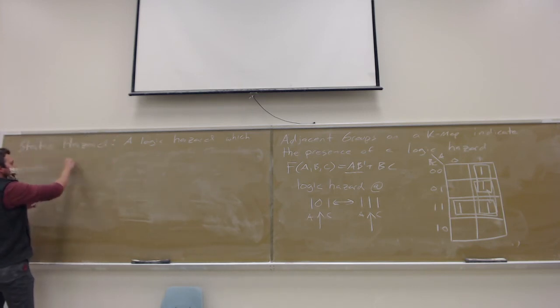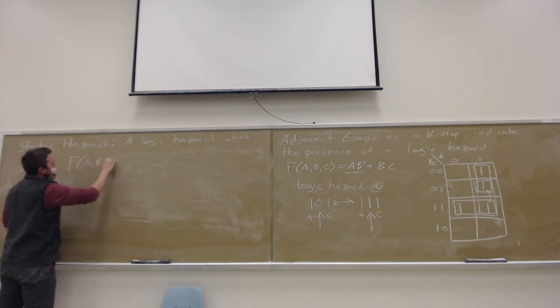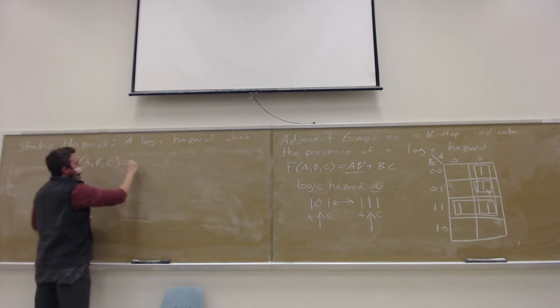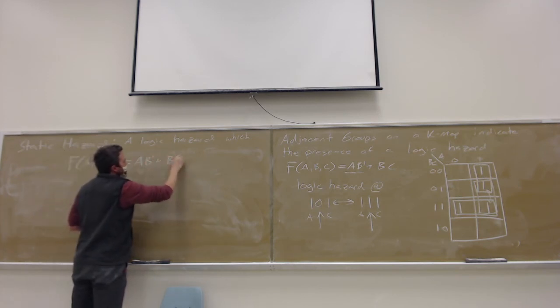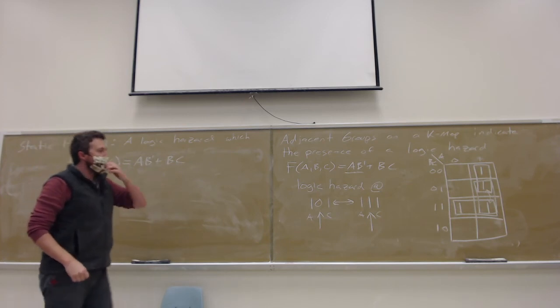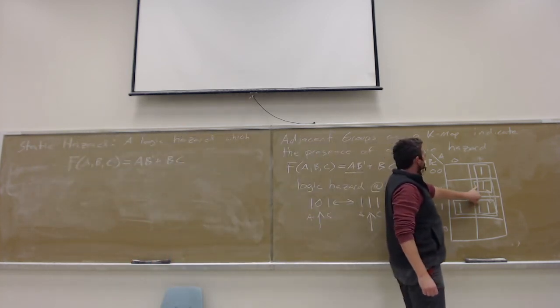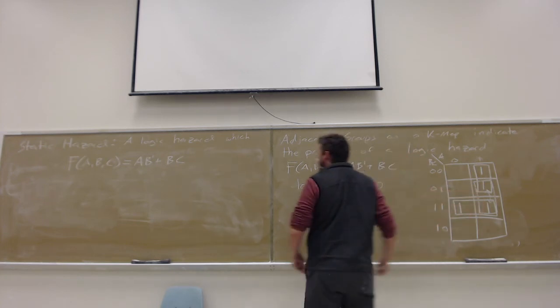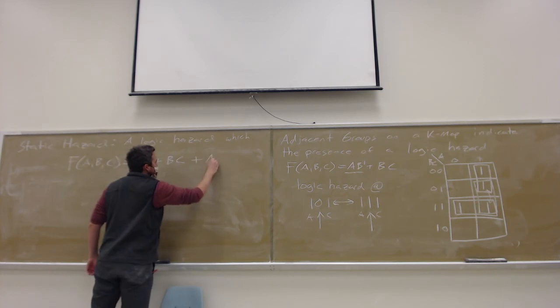But if we look here at just the function, F of A, B, C, originally it was A and B prime, or B and C. Now, if I go ahead and group these two terms, what's going to happen? What am I going to get? I'm going to get A and C, right? What's the deal with A and C?